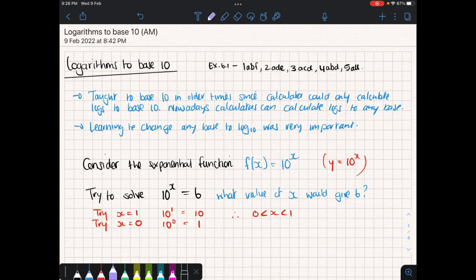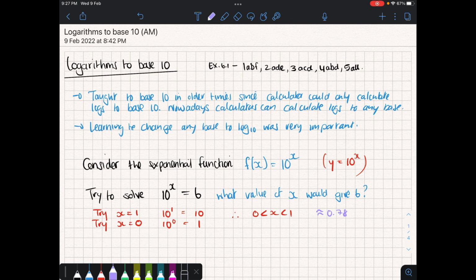And with a bit of trial and error, we could get a figure pretty accurate. And let's say we got a figure that was about 0.78. Right, so with a bit of trial and error, we could go 0.5, we could go 0.7, and so on, and we could plug in numbers until we got fairly close.